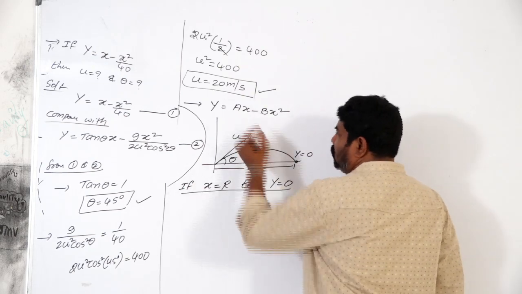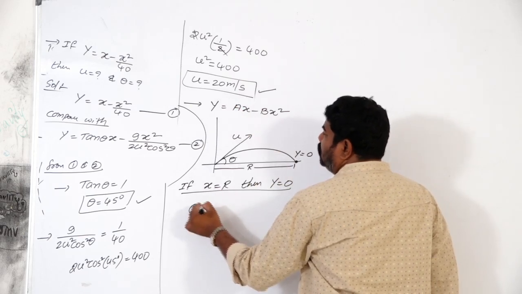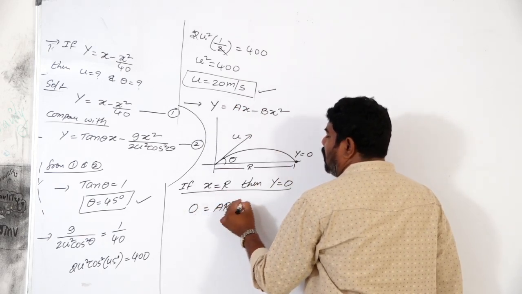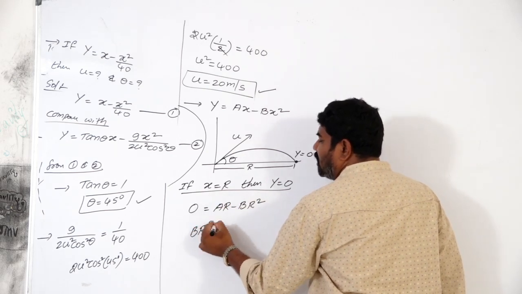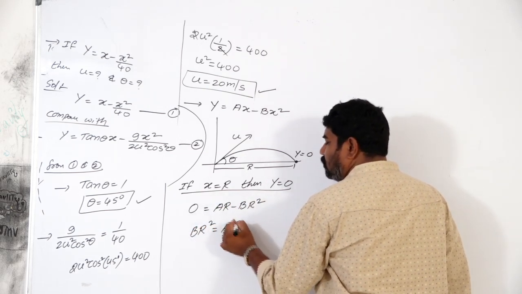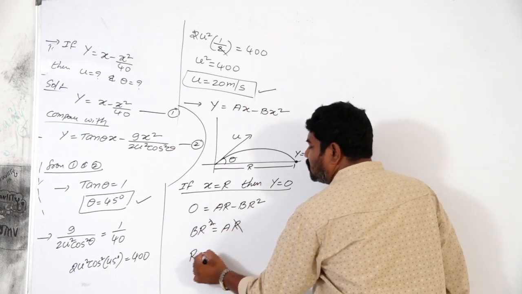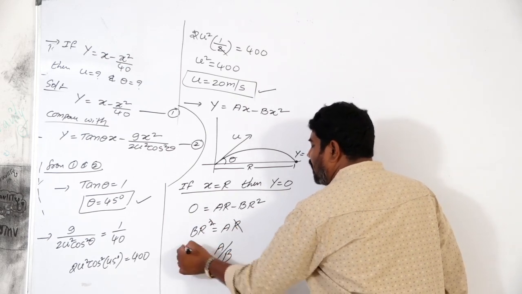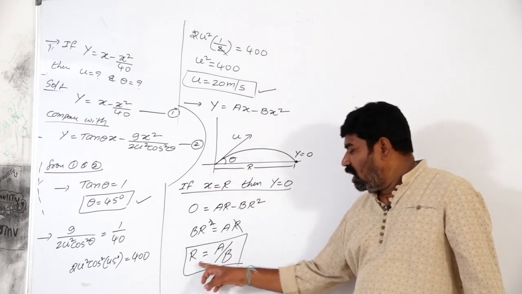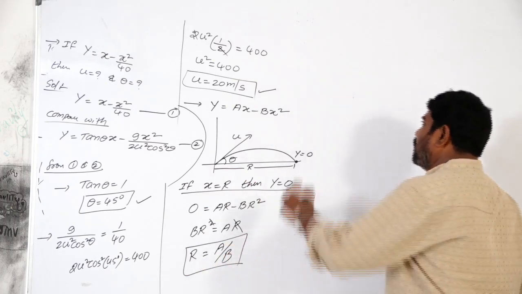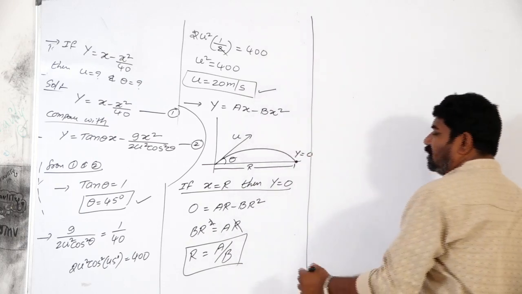So we are substituting: 0 is equal to a R minus b R square. b R square is equal to a into R. Range R is equal to a by b. What is the range formula in terms of a and b? Range R is equal to a by b.